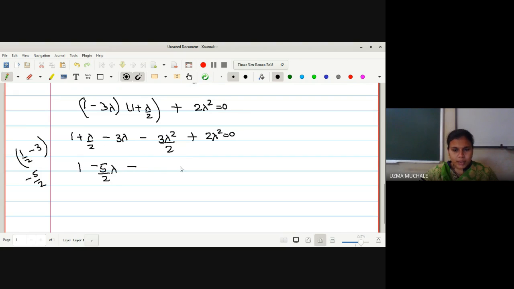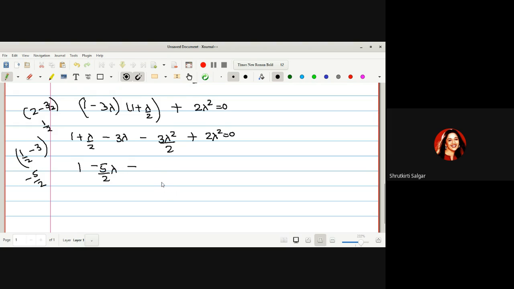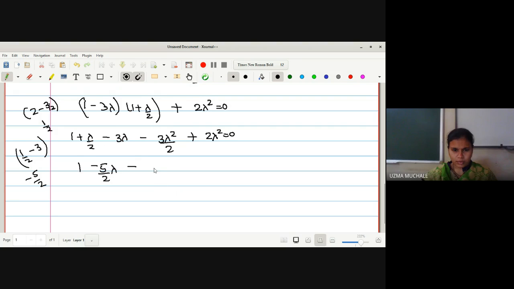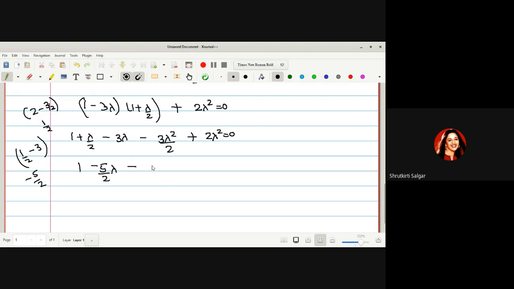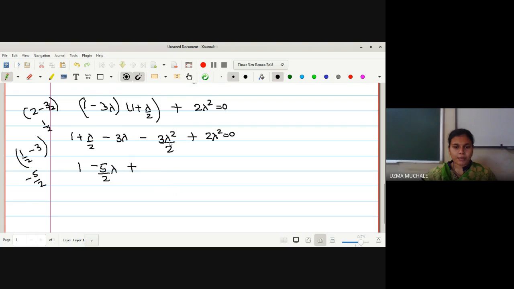Okay. If I take a lambda square outside, what will be the resultant? 2 minus 3 by 2. That will be nothing but 1 by 2. Is it minus 1 by 2? If I am going to take a lambda square outside, it will be 2 minus 3 by 2, no? So what is the value of 2 minus 3 by 2? It will be half.